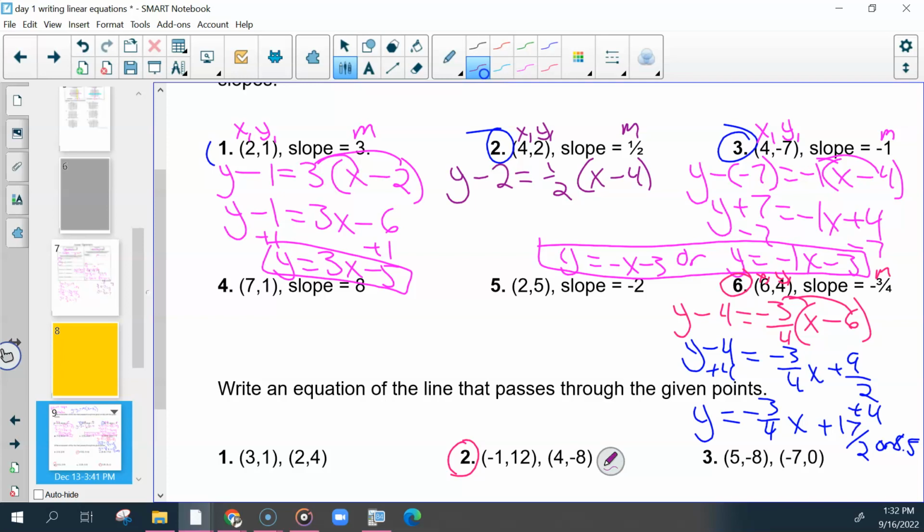Distribute. Y minus 2 equals 1 half x minus 4 over 2, which is just minus 2. So sometimes those fractions, when you distribute them over, will give you whole numbers, sometimes they won't.